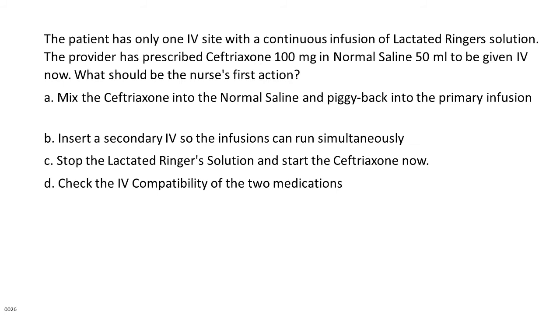The patient has only one IV site with a continuous infusion of lactated Ringer's solution. The provider has prescribed ceftriaxone 100 mg in normal saline 50 ml to be given IV now. What should be the nurse's first action? A. Mix the ceftriaxone into the normal saline and piggyback into the primary infusion. B. Insert a secondary IV so the infusions can run simultaneously. C. Stop the lactated Ringer's solution and start the ceftriaxone now. D. Check the IV compatibility of the two medications.